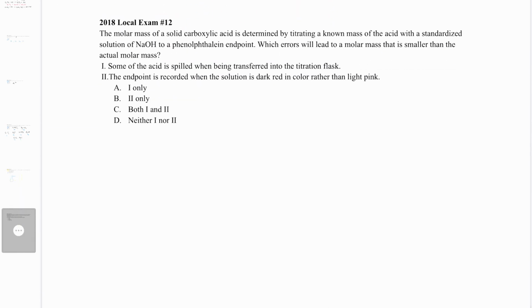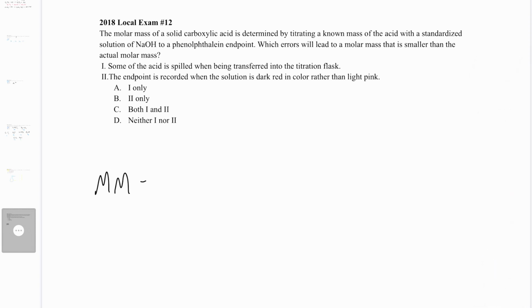The molar mass of a solid carboxylic acid is determined by titrating a known mass of the acid with a standardized solution of NaOH to a phenolphthalein endpoint. Which errors will lead to a molar mass that is smaller than the actual molar mass? So before we even look at the answer choices, let's try to understand what is happening in this experiment. So you have some sort of mass of carboxylic acid, and that's going to be titrated. Now what that titration is going to do is tell you how many moles of carboxylic acid that you have.